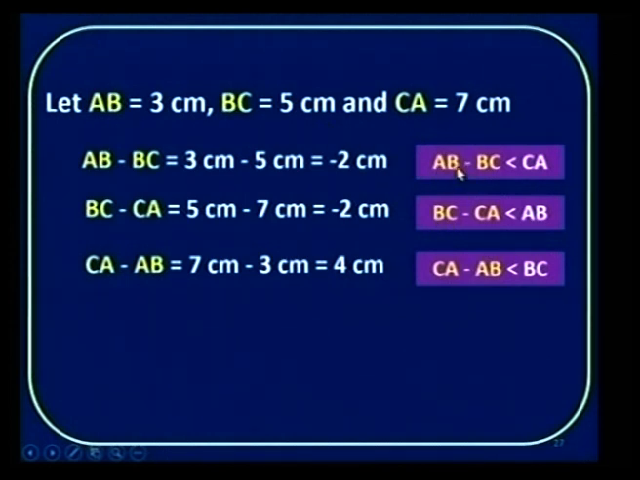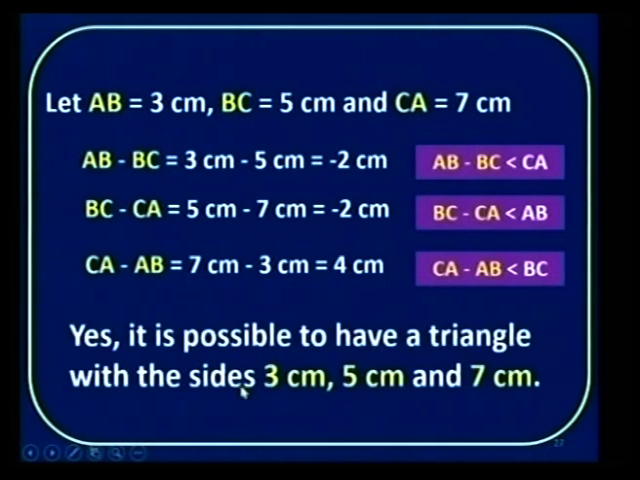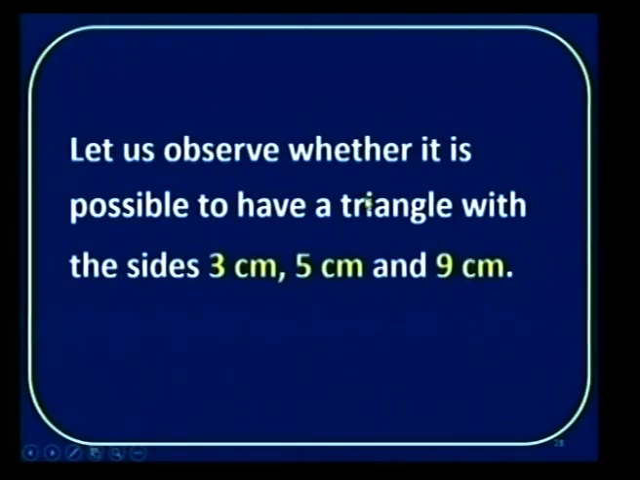Children, observe here, AB minus BC less than CA, BC minus CA less than AB, CA minus AB less than BC. So, it is possible to have a triangle with the sides 3 centimeter, 5 centimeter and 7 centimeter. So, three conditions are satisfied, means difference of any two sides in a triangle is less than the length of the third side. Now, let us observe whether it is possible to have a triangle with the sides 3 centimeter, 5 centimeter and 9 centimeter.